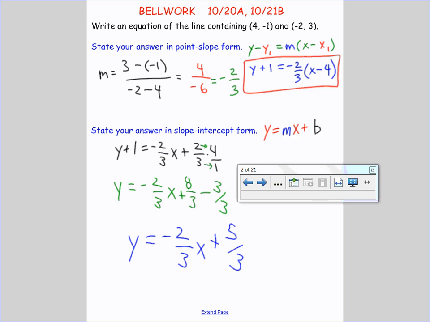Raise your hand if you got that. Anybody get all the way to the thirds? 5/3? Way to go with the fractions, you guys. That's awesome. What questions do you have about the first two?